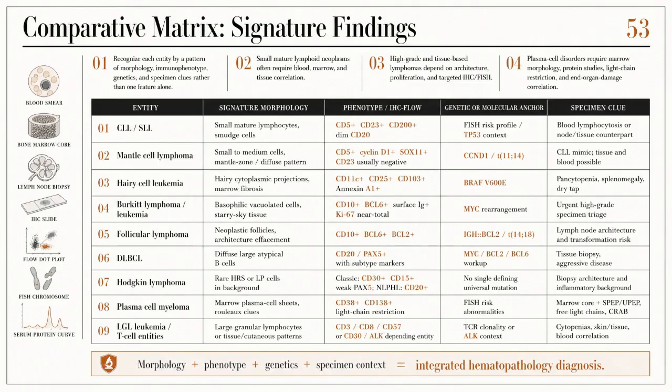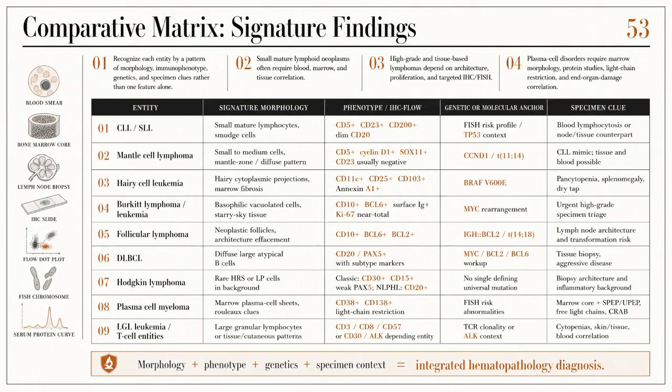This matrix serves as a concise yet comprehensive reference tool, aligning several common mature lymphoid neoplasms against critical diagnostic parameters. By organizing diseases such as chronic lymphocytic leukemia, hairy cell leukemia, multiple myeloma, Hodgkin lymphoma, and mantle cell lymphoma in rows, and diagnostic features, morphology, immunophenotype, genetics, and specimen clues in columns, the matrix facilitates rapid comparison and highlights the unique constellation of findings that define each entity.